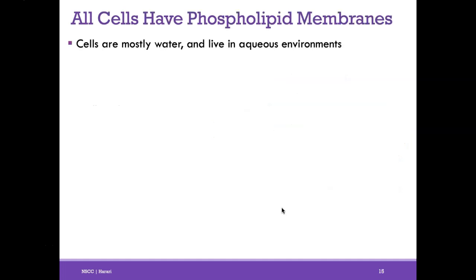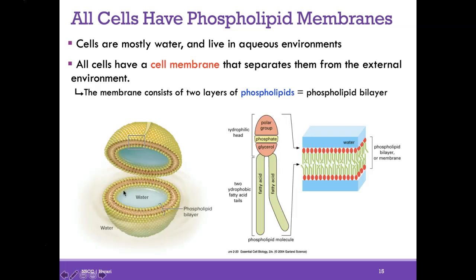Like I mentioned, one of the things all cells have in common are cell membranes, and cell membranes are made up of phospholipids. So cells are mostly water, and they live in watery environments, but they have a cell membrane that separates them from the external environment. We call this membrane a phospholipid bilayer because the membrane consists of 2 layers of phospholipids.